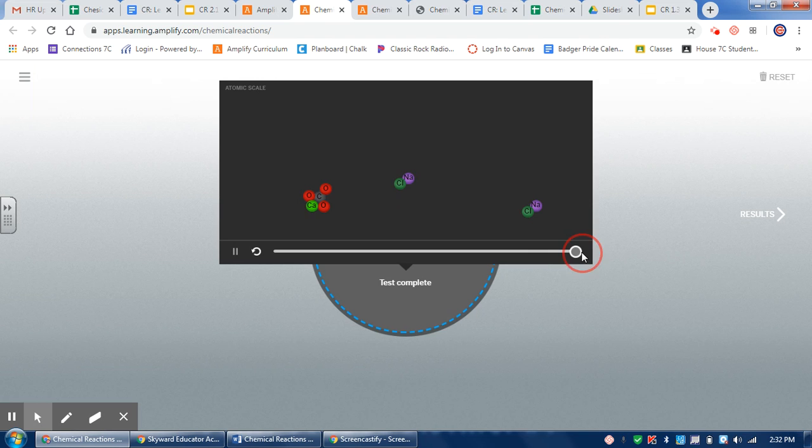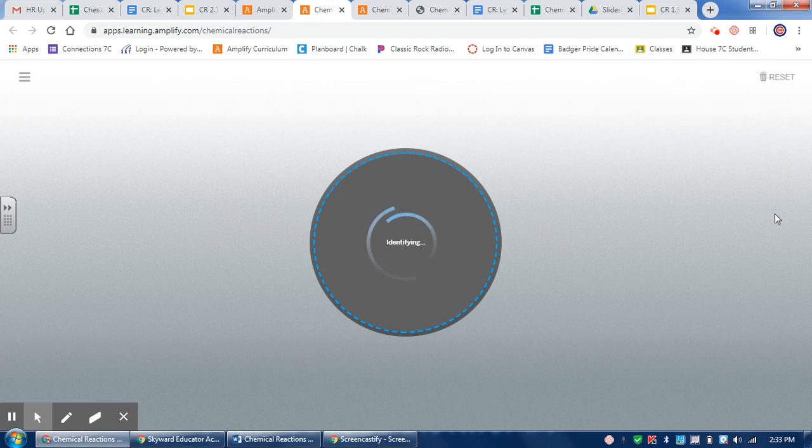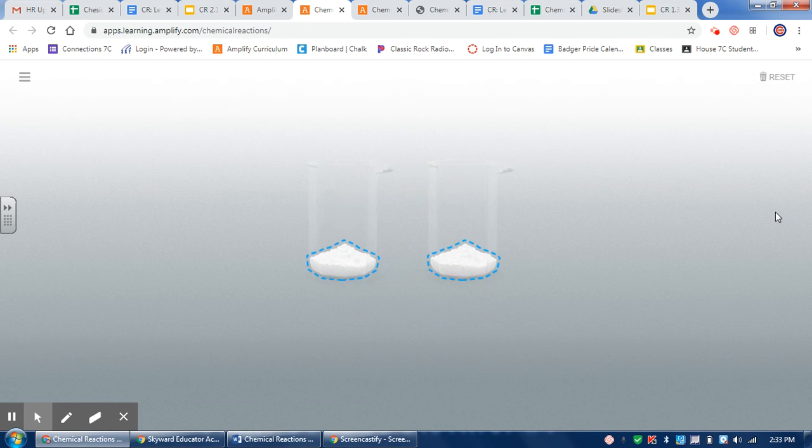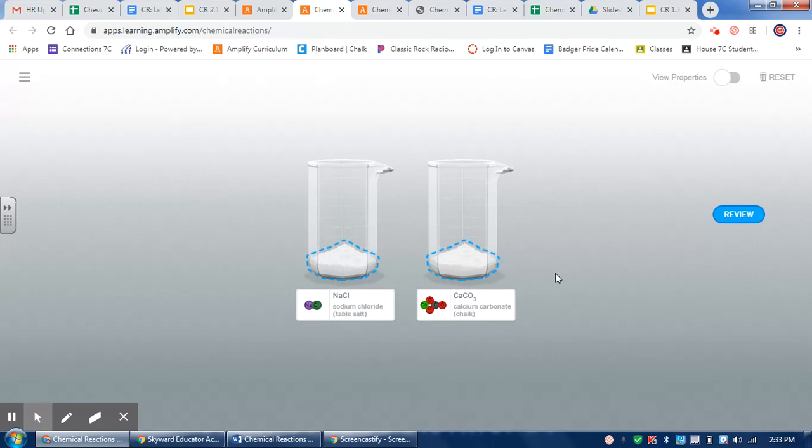If you'd like to, you can go back and rewind. But when you look at the atomic structure of these two substances, this is the calcium chloride, this is the sodium carbonate. Watch what happens as they bump into each other. Nothing at first, but right there is an exchange of some atoms. So we're going to take a look at what happened in the results. These are the resulting substances, and let's just take a look at what we have. We have sodium chloride now and calcium carbonate.